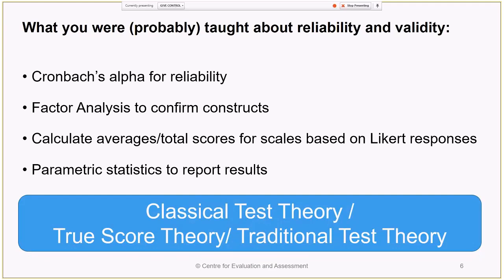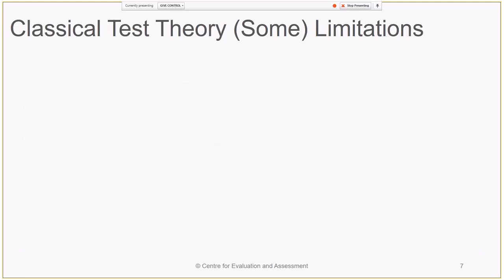And if that's what you were taught, then this to a degree is classical test theory or true score theory or traditional test theory. So I think if you open any book on psychometrics and introductory text, then these are the sort of things they teach you. But classical test theory has some limitations, that's why it's not generally used as much anymore. For starters, it assumes a normal distribution. So you can think for a moment, does agreeing with something give you a normal distribution?